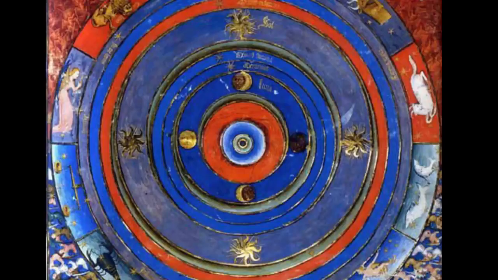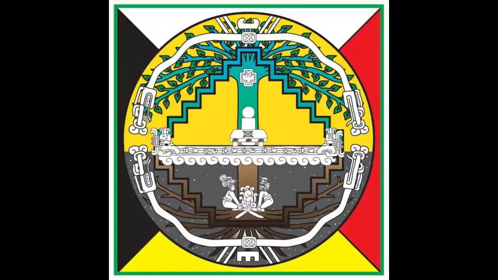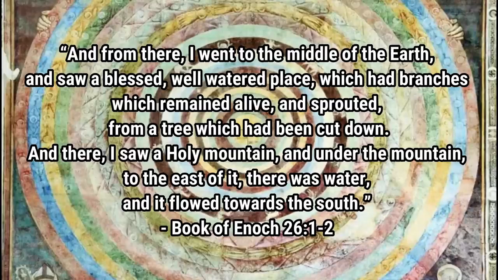The connection at the center of this plane, connecting the above and the below, the source of God, the source of magnetism. The Book of Enoch is also consistent. And from there, I went to the middle of the earth and saw a blessed, well-watered place, which had branches which remained alive and sprouted from a tree which had been cut down.